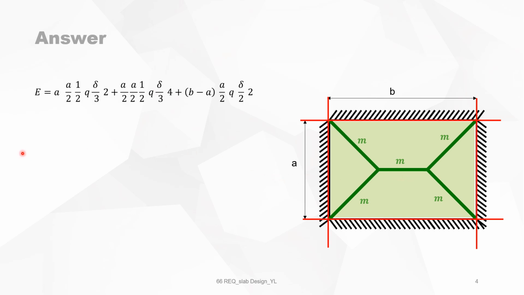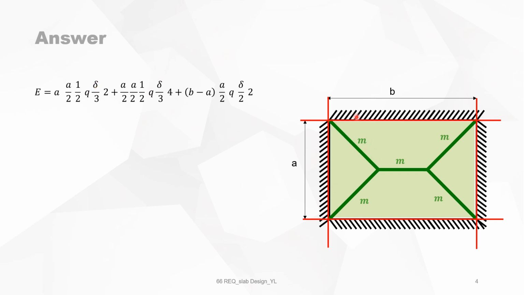The work done by the external forces is then the work done by this triangle, which means A times A over 2, divided by 2, multiplied by Q for the total load of this slab, and multiplied by the mean deflection, which is delta over 3, because it's a triangle. We have two of them, so that's where the 2 is coming from.